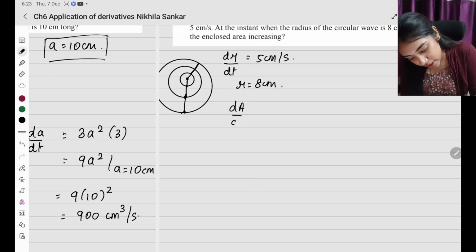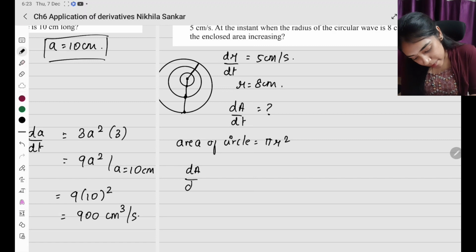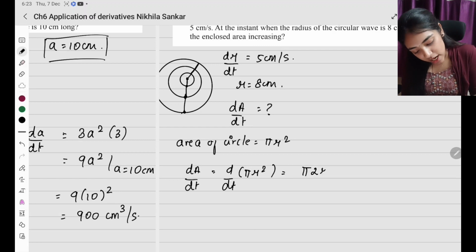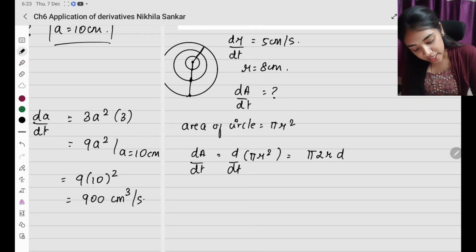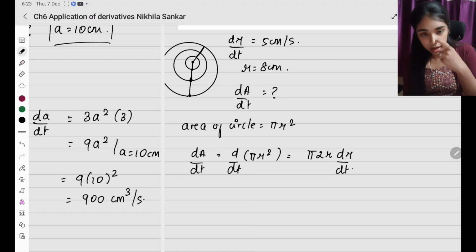So they are asking for dA by dt. Again, area of circle, we are talking about a circle here. So it's going to be pi r square. So dA by dt equals d by dt of pi r square. When I differentiate, pi is a constant, the derivative of r square is 2r, and remember you have to differentiate r with respect to t.